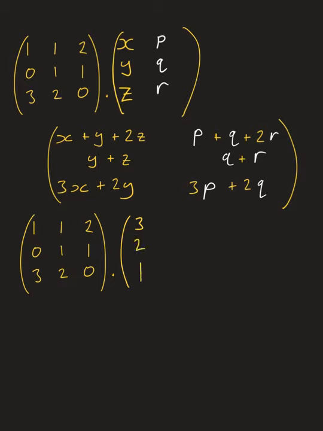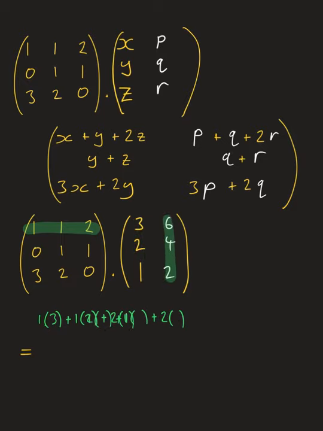Let's put in some numbers and do out this calculation in full so that you see how it works. The right column here, I'm just going to make it twice the left column. So, for the first element in the top left, element 1, 1, we use the first row on the left and the first column on the right. So that's 1 times 3 plus 1 times 2 plus 2 times 1. Then, for element 1, 2 in our answer matrix, we use the first row on the left with the second column on the right and do the same thing.